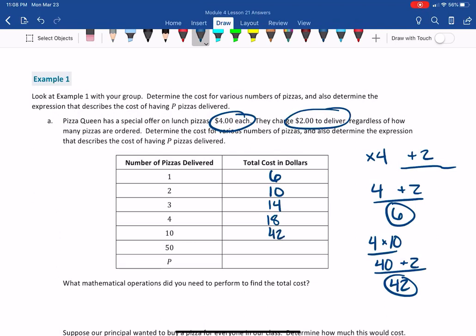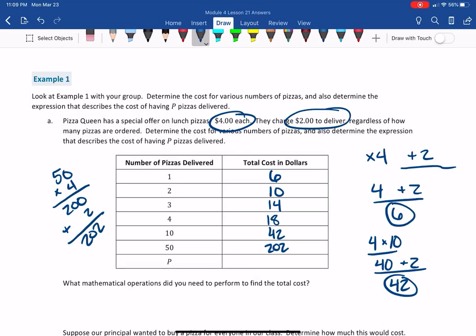So, 50 pizzas, right? Something like what we would do at the end of the year if we have state testing, okay, for our big old pizza party. So, 50 pizzas times the $4 is $200, plus my delivery charge. So, it's $202. So, only $202 for 50 pizzas. It's not too bad.